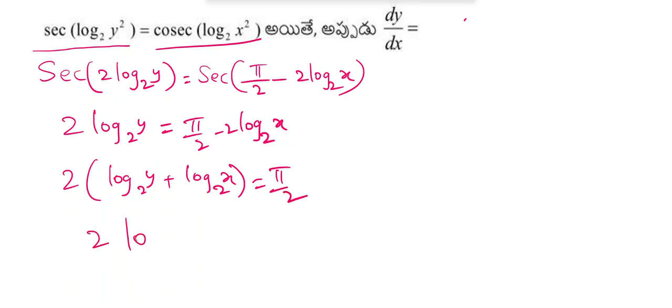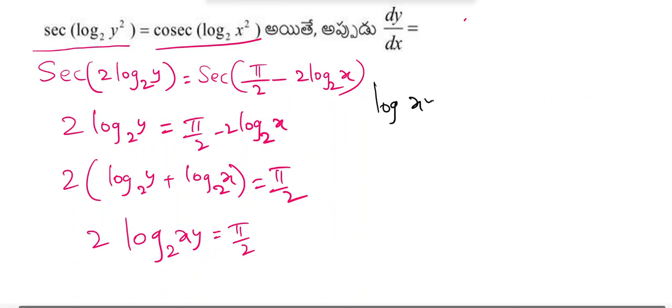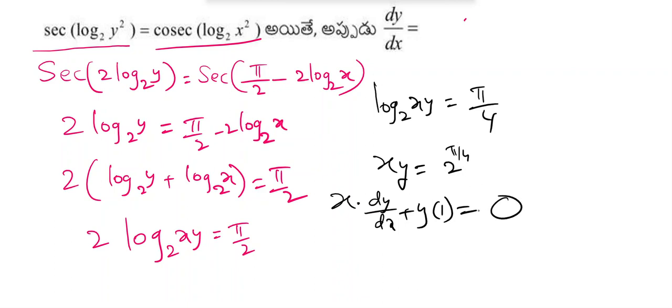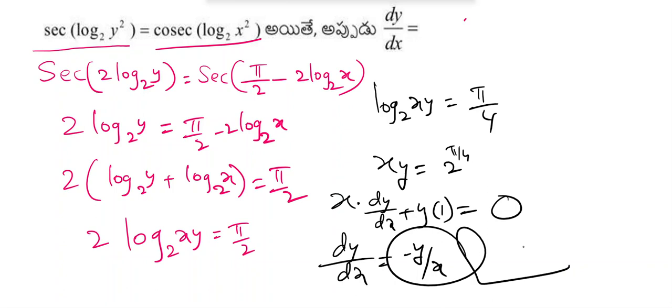This is 2 into log of xy, since log m plus log n is log mn, that is log xy base 2 is equal to pi by 2. From this, log xy base 2 is equal to pi by 4. From this, xy is equal to 2 to the power of pi by 4. Now differentiate on both sides with respect to x. x into the derivative of y is dy by dx, plus y into the derivative of x is 1, is equal to the derivative of 2 power pi by 4, that is 0, since the derivative of a constant is 0. From this, dy by dx is equal to minus y by x. This is the required answer.